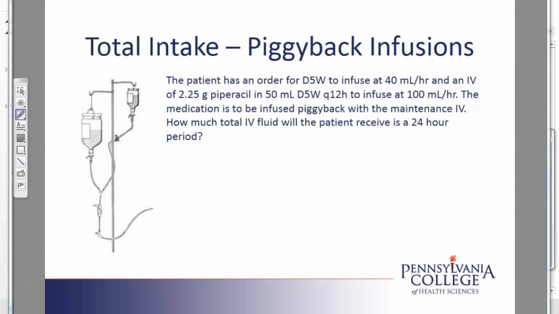The patient has an order for D5W to infuse at 40 milliliters per hour and an IV of 2.25 grams of medication in 50 milliliters of D5W every 12 hours to infuse at 100 milliliters per hour. The medication is to be infused piggyback with the maintenance IV. How much total IV fluid will the patient receive in a 24-hour period?